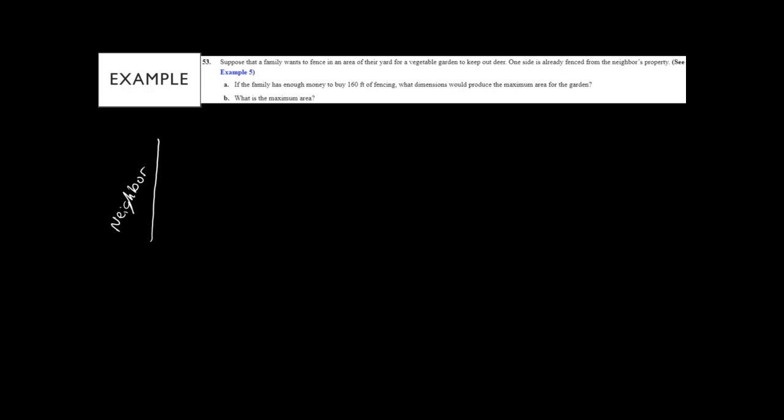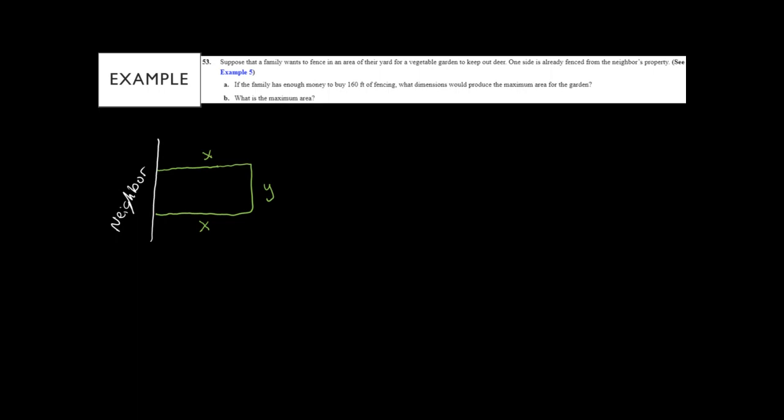So I'm going to draw in the fence. And it's not telling us whether this is a square or a rectangle. So let's assume rectangle, and it may be a square. And let's say we use X and Y as our unknowns here. So I'm going to just label two sides are X. The third one is Y.